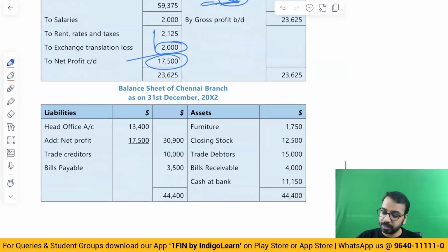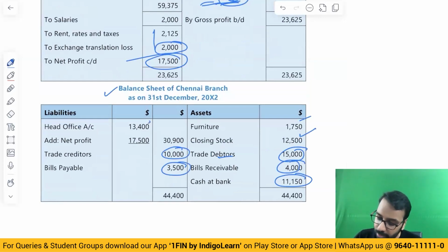Now, in the balance sheet, 1,750, the furniture value, closing stock, 12,500, debtors, receivables, cash, creditors, bills payable, head office account, 13,400, that is the balance that you will take. Add net profit for the period, this is the closing balance. Very simple, highly scoring chapter.